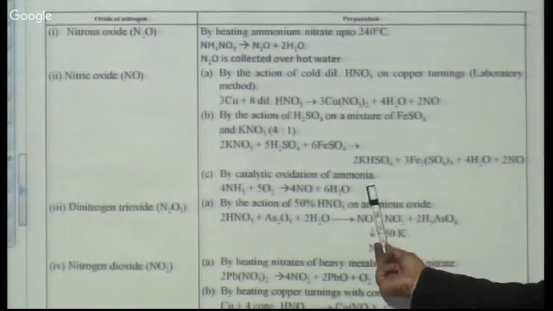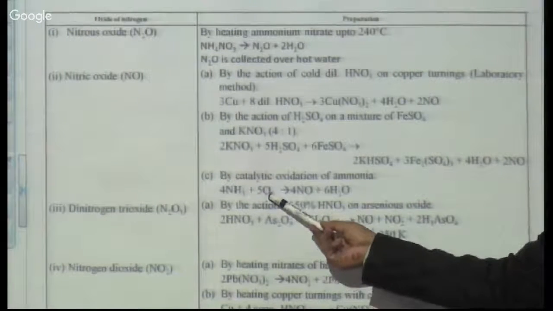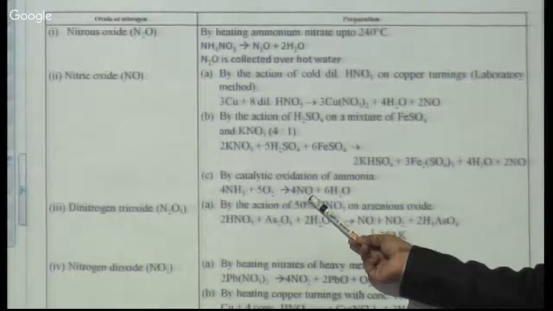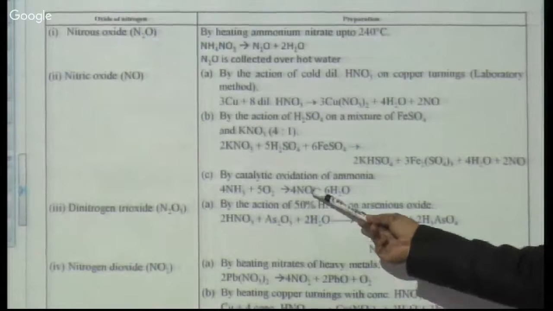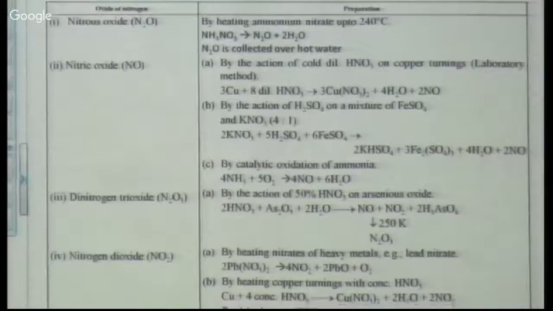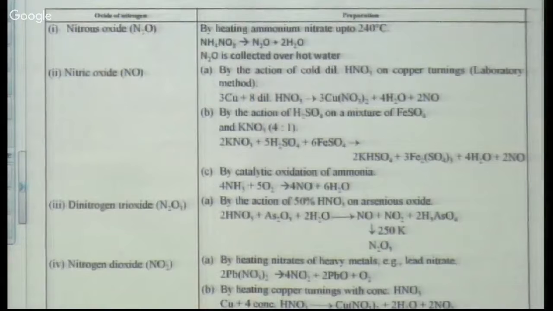And catalytic oxidation of ammonia is common. Ammonia when treated with a limited amount of oxygen, 4 molecules of ammonia combine to give NO. Clear? So these are the methods of preparation of nitrous oxide, nitric oxide, and डाइनाइट्रोजन। लिख लिया?